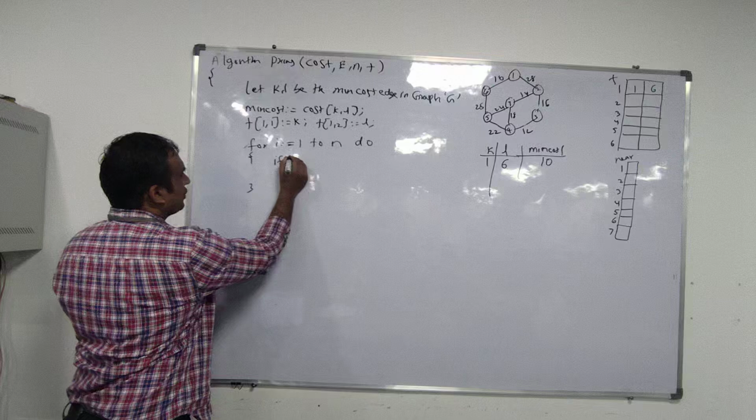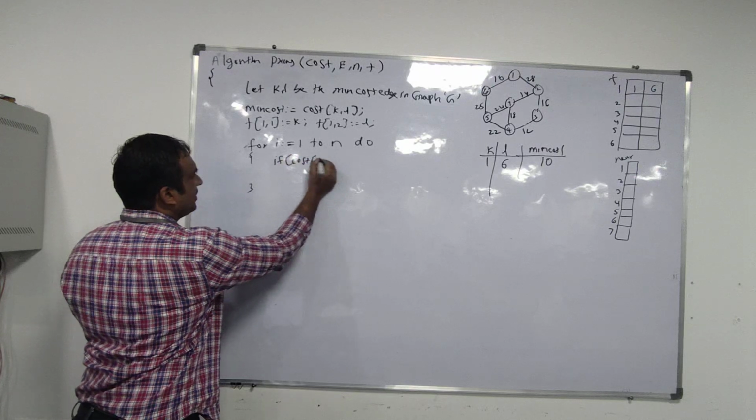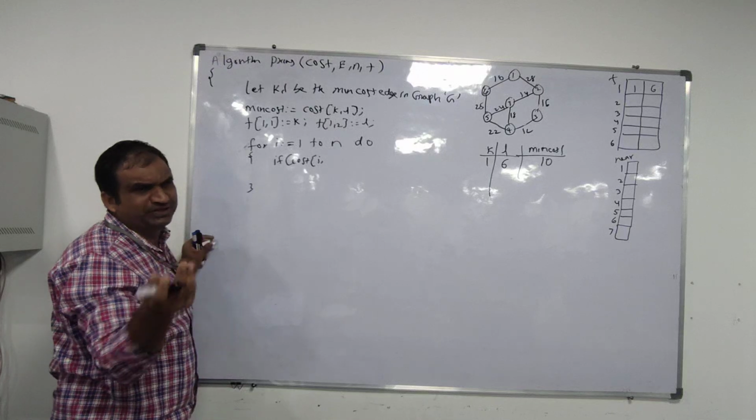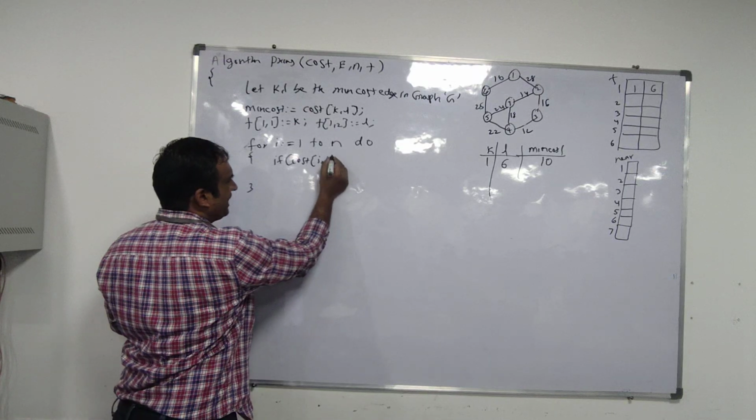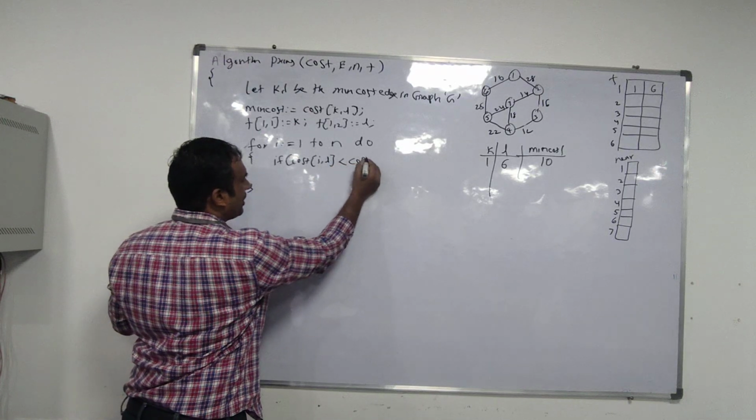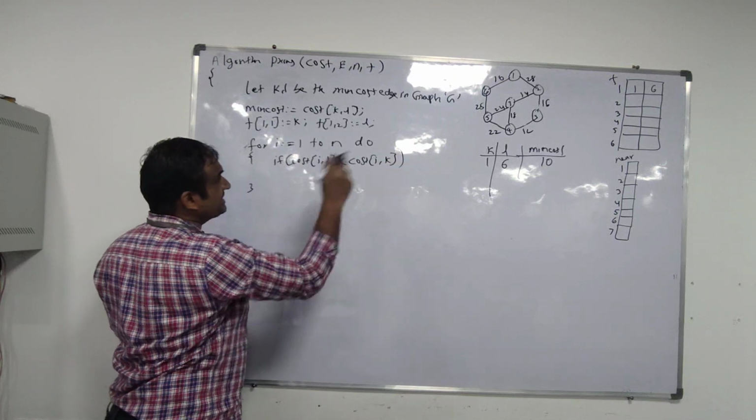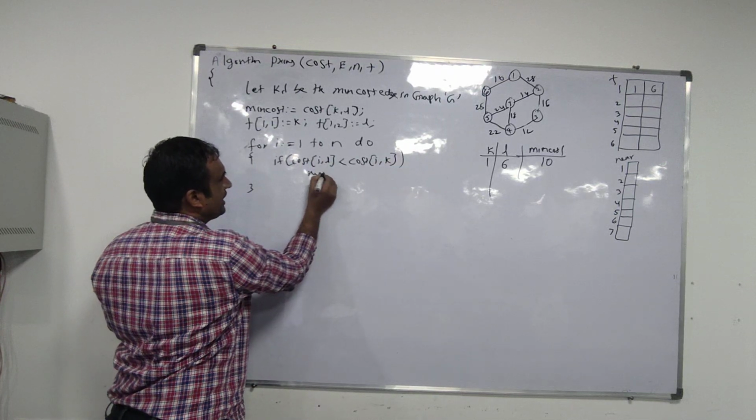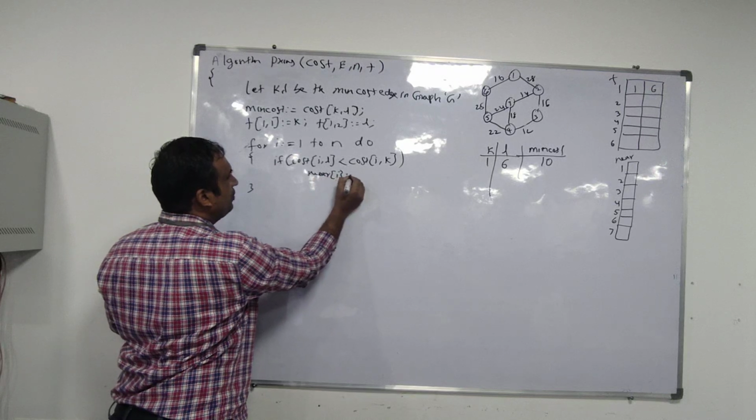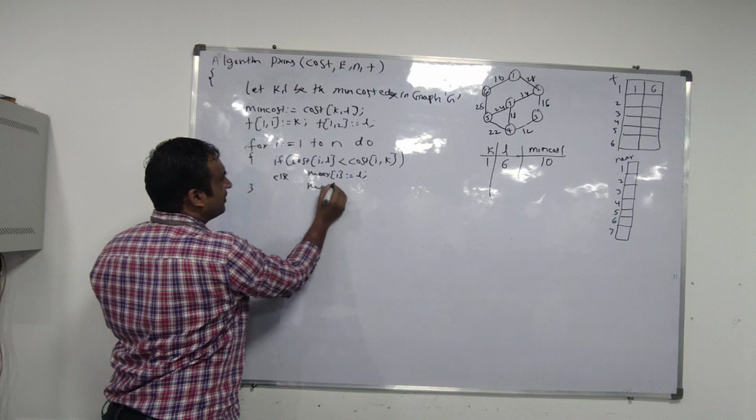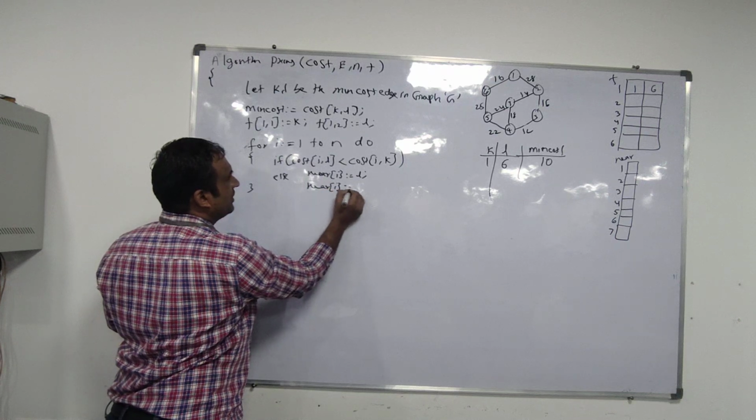If cost of I comma, you can write K or L both in there, so I comma L less than cost of I comma K. If the condition is true, who is near? L is near. So near of I is equal to L. If the condition is false, near of I is equal to K.